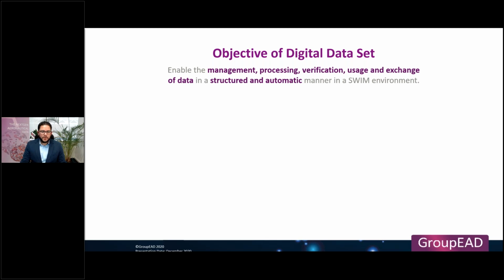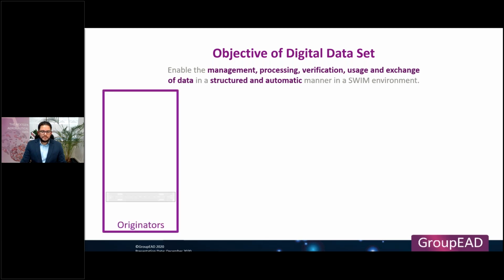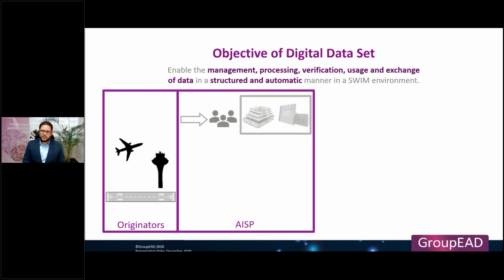Let's quickly review what's going on right now with the data chain, or the information chain, that we have in AIS. We know that everything starts with the originators. They are the ones dealing with all the different situations: runways being closed, routes being limited, airspace being activated, etc. These originators send the information to the AISPs, the AIS providers, and I believe the majority of you take care of receiving that information in different formats. Sometimes they call you by phone, sometimes they send a fax, sometimes an email, sometimes they fill in a form, etc.